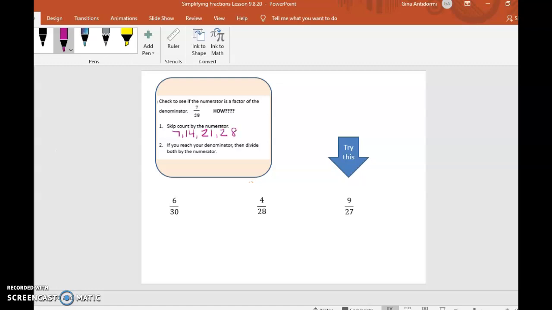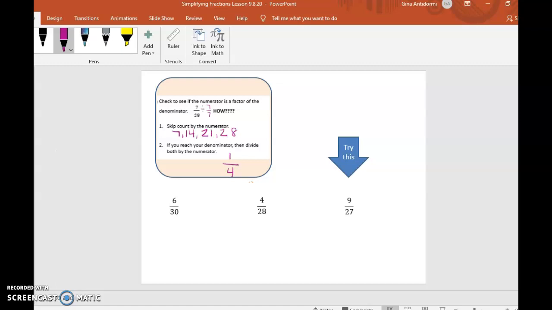If you reach the denominator, 28, which we did, then we can divide both by the numerator here. So we're going to divide both by 7. We get 7 divided by 7 is 1, and 28 divided by 7 is 4, because it goes in 1, 2, 3, 4 times.